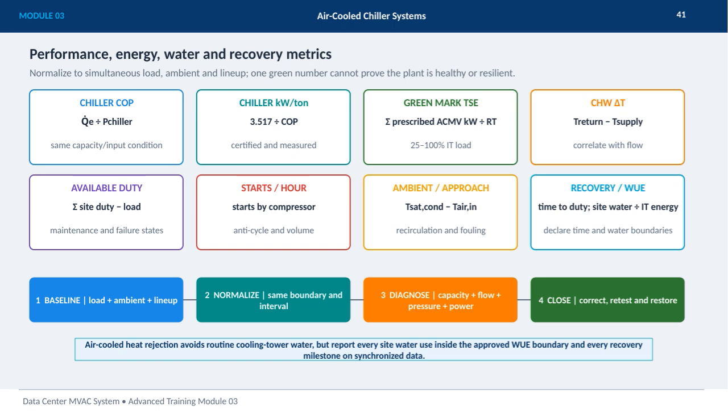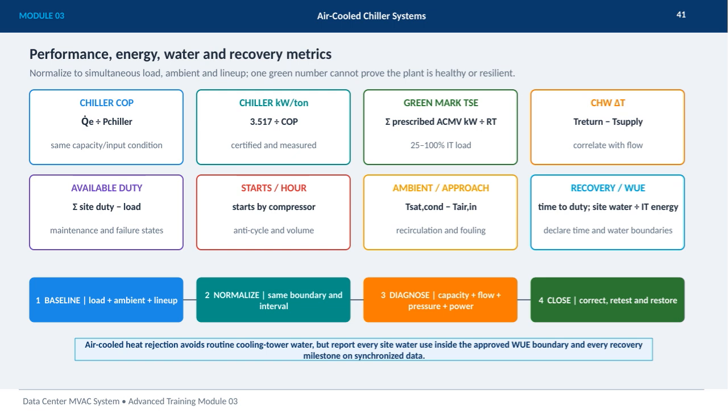The process involves 4 steps. First, establishing a baseline using load, ambient, and lineup. Second, normalizing within the same parameters and intervals. Third, diagnosing through capacity, flow, pressure, and power analysis. And finally, closing the loop by correcting issues, retesting, and restoring system performance.